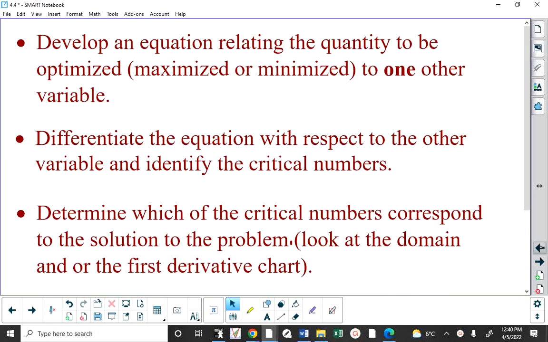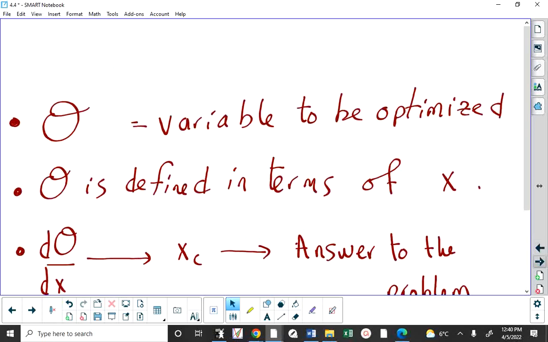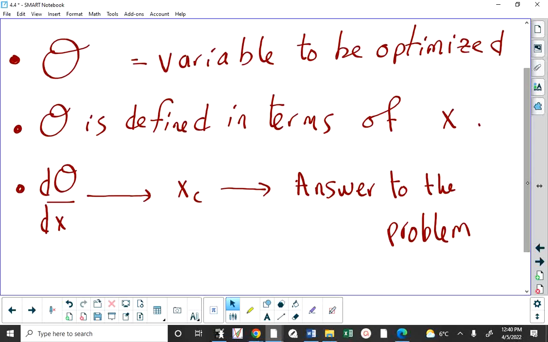When you're trying to optimize or maximize some quantity, you need to come up with an equation that relates that quantity that's to be maximized or minimized to another variable. Sometimes the best you can do to begin with is an equation that calculates that quantity in terms of two different variables. But then you use what's called an equation of constraint to remove one of the variables.